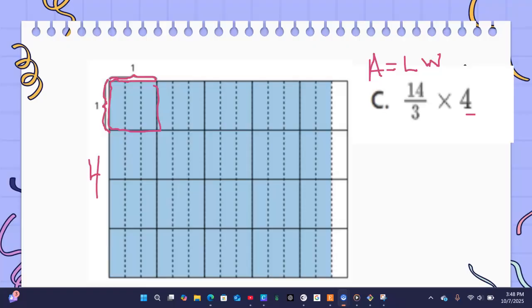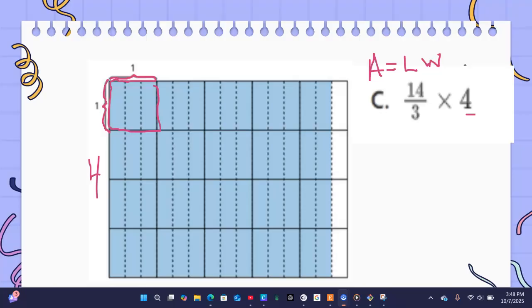And teachers, if there are any teachers watching this, what I did with my students is I made a copy of this, and I had the students glue these down into their journals, and they had to write an explanation for how they were able to see 14/3 times 4.